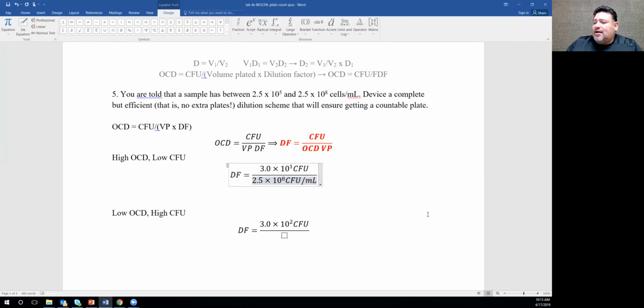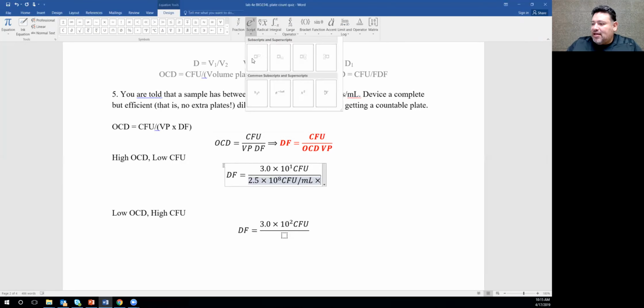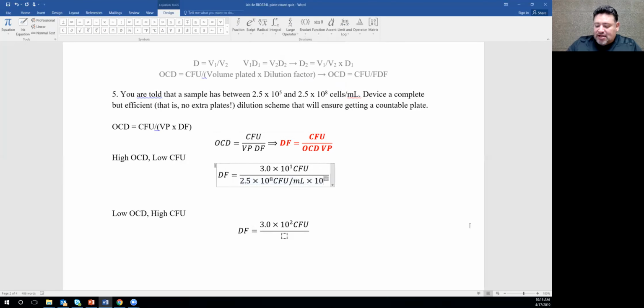Okay, and then what else? We have to multiply by volume plated. Okay, it turns out that anytime, unless you're told otherwise, the volume plated is always 1/10 of a milliliter. Always 1/10. So we always put in for the volume plated 10 to the negative first mLs. That's just a standard amount.